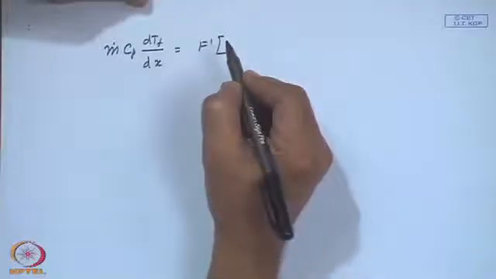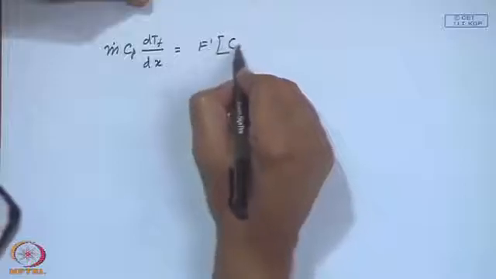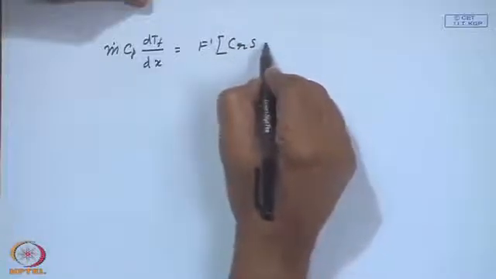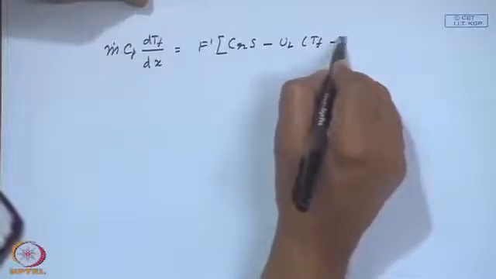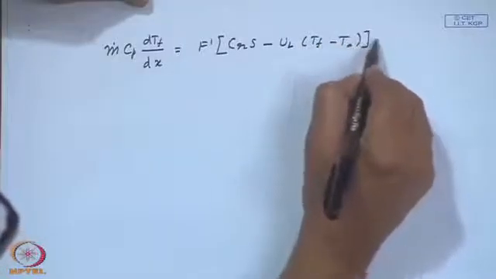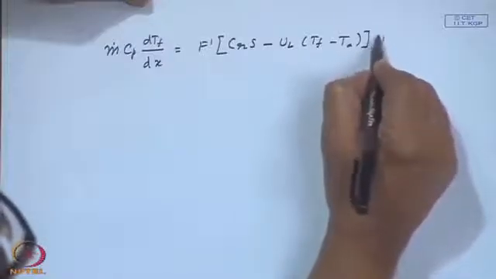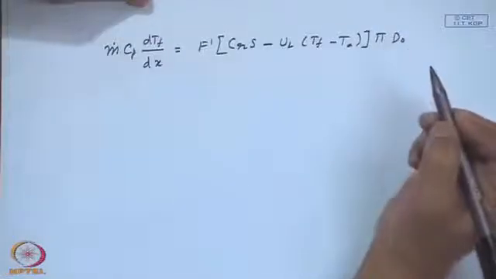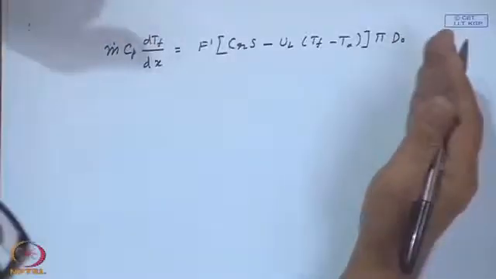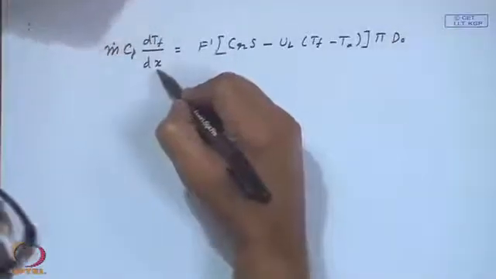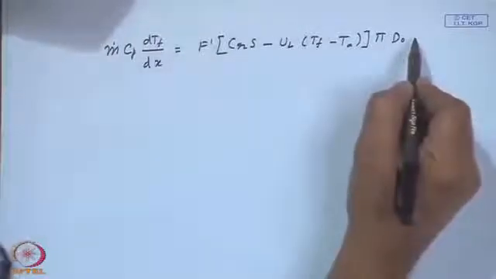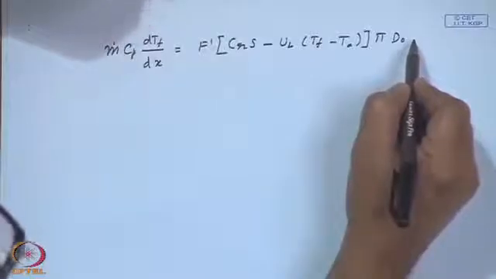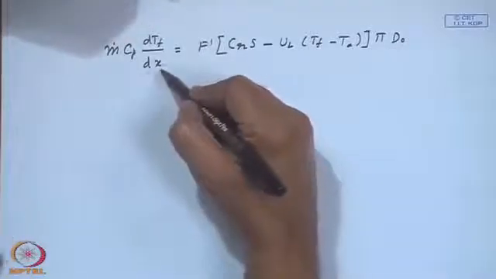the collector efficiency factor, into the concentration ratio times the absorbed energy, minus UL into Tf, the fluid temperature, times your area, which is pi d naught per unit length. Since dx is over here, I will write it only as pi d naught, and if I transfer onto the right hand side, you will have the temperature increase due to a length of dx.